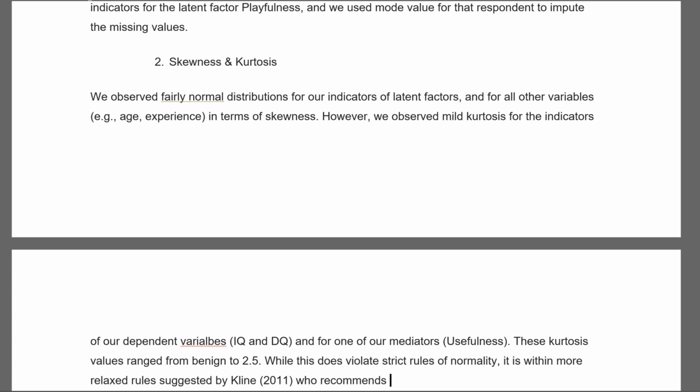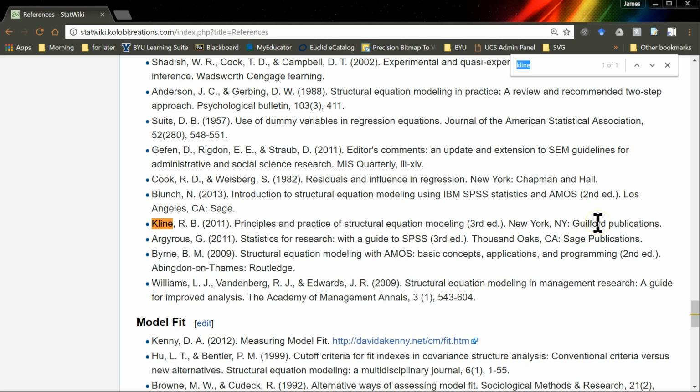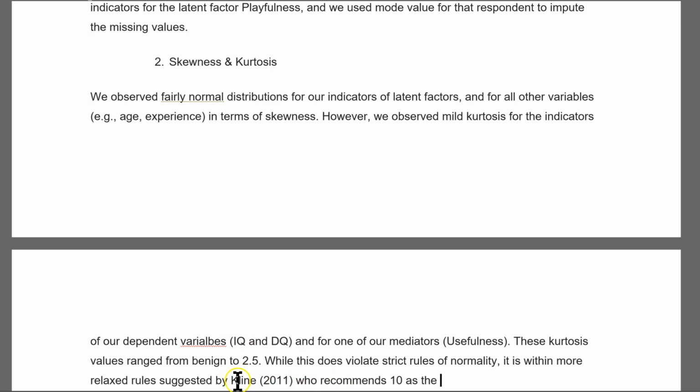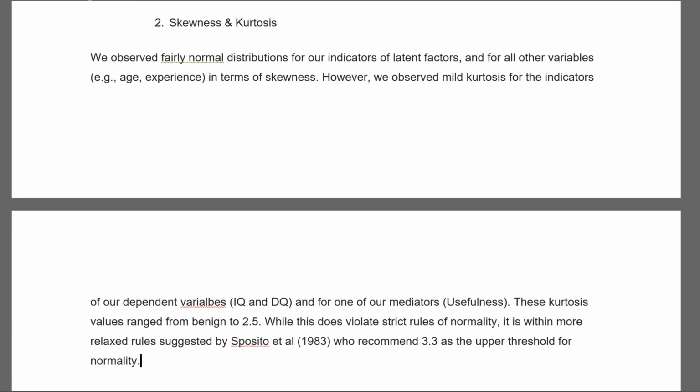Recommends, I think it's like 10, something ridiculous, 10 as the, let's use a software threshold. Sposito, is that in here? Sposito, look at that, Sposito's in there. Sposito et al, 1983. Let's use that. Sposito et al, 1983, who recommend 3.3, I think it is, as the upper threshold for normality. So, we're good.